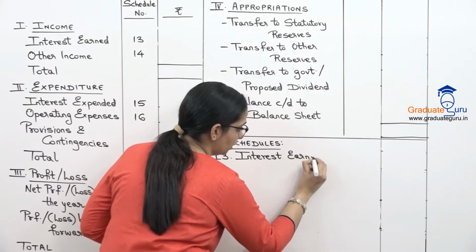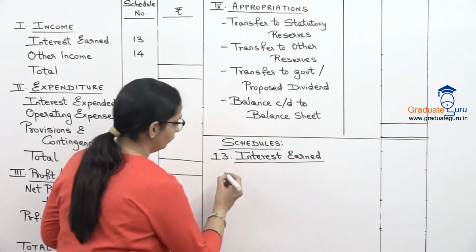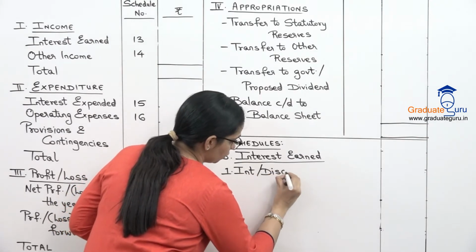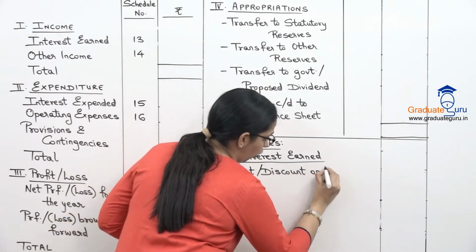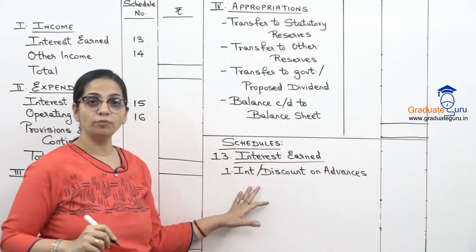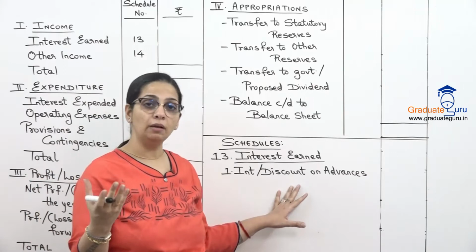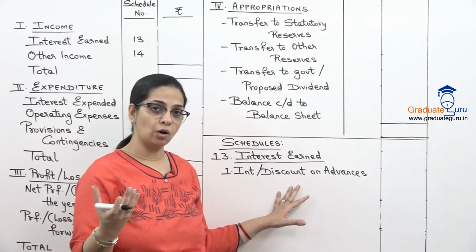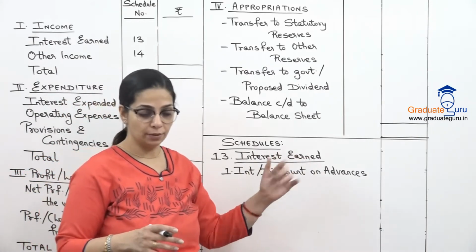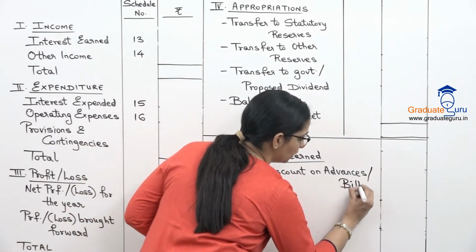That is the major income of the bank. Now in interest earned, we have number 1, interest or discount on advances. So interest, obviously when we have given a loan, तो हमें interest मिलेगा. But if I have discounted a bill, it is not called interest, it is called discount. So interest and discount are clubbed together and shown as one head. So interest or discount on advances, or here you can write down bills so that you don't get confused.